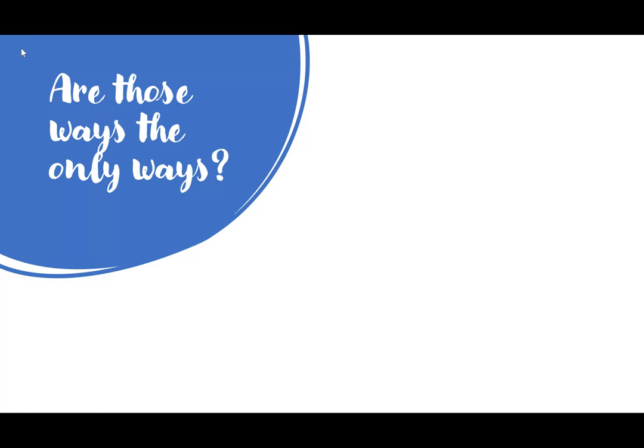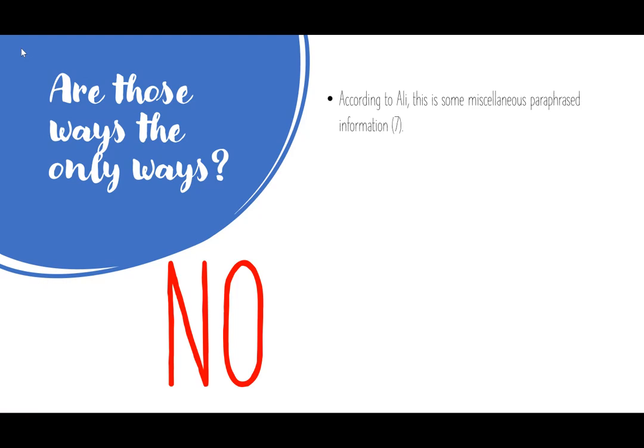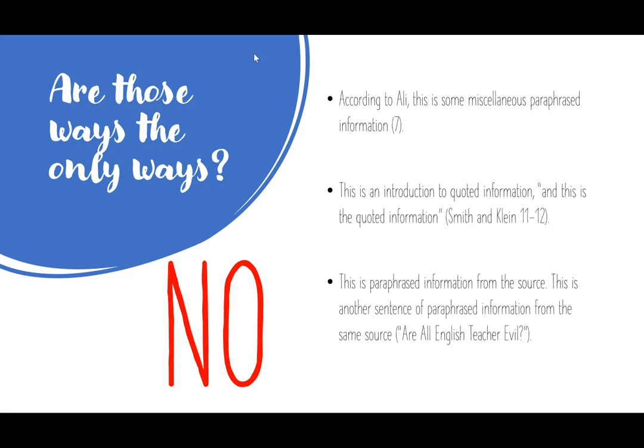Now, are these the only ways? No. You can introduce it by "according to the author," and then if you do that, you put the page number at the very end if there are page numbers. You can introduce quoted information, and then this shows how to do it when there is more than one author, because sometimes you'll have more than one author, and maybe this quote spans the bottom of page 11 and the top of page 12. And this shows that if you've got more than one sentence that comes from the same source, you do the citation at the end.